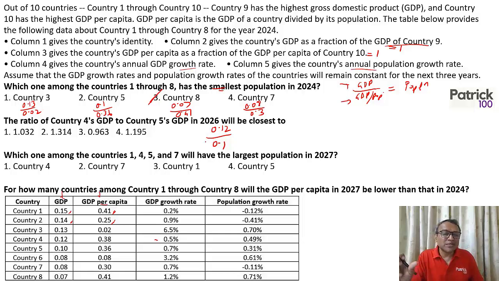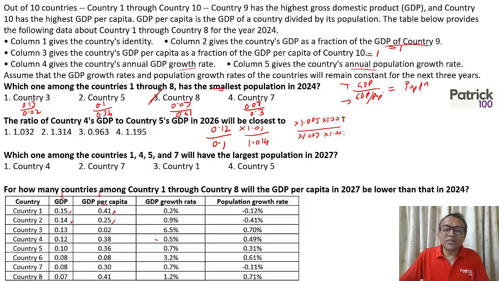Approximation helps because the options are a little far apart. So there will be a 1% change for country 4, and there's growth, so into 1.01, a 1% increase. If you look at country 5, 0.7 into 2 is a 1.4% change. So you can calculate. I'm approximating it. If you want to calculate accurately, you will have to multiply by 1.005 into 1.005, and the denominator will be 1.007 into 1.007.